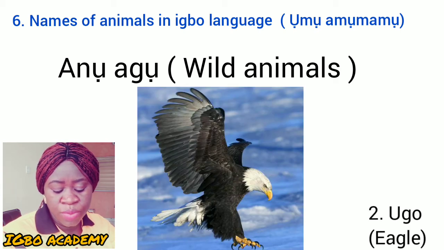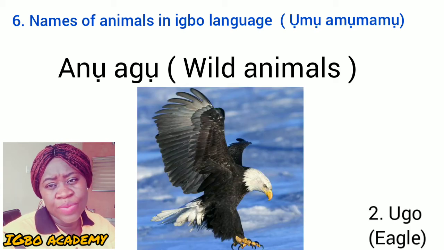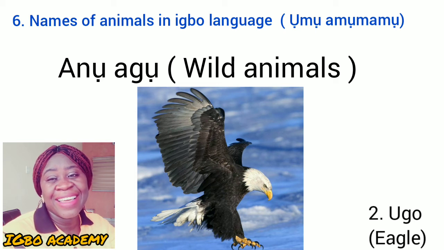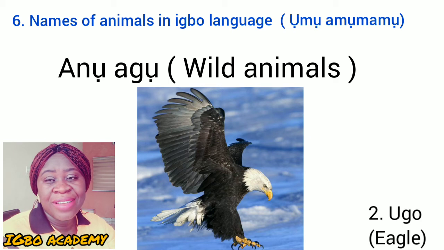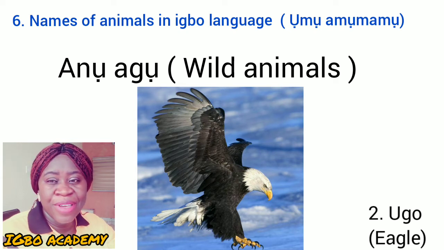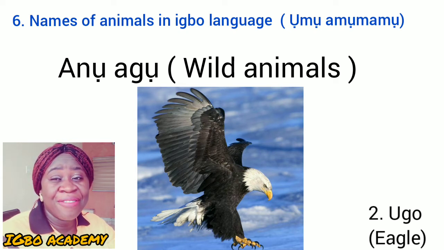Number 2, the eagle. The eagle is called Ugo. I just like that name, Ugo. I just like the eagle. Because we all know that an eagle is a powerful bird that can fly far and fast. It denotes a very, very good thing in Igbo language or in Igbo land. So the eagle is called Ugo.